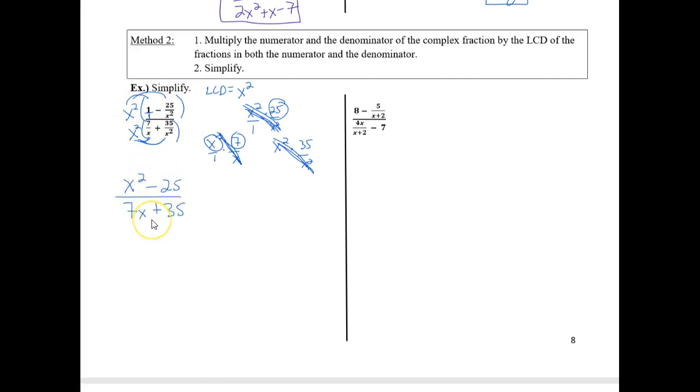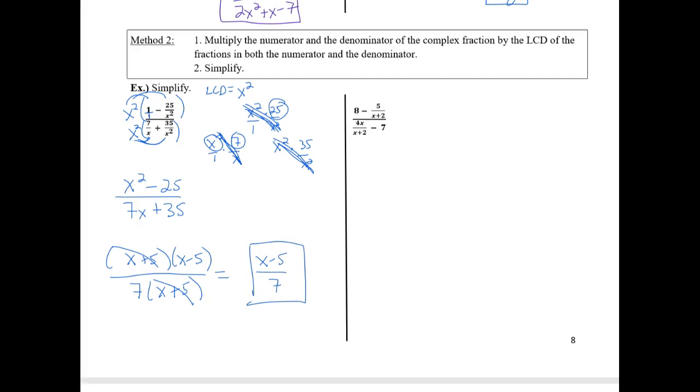After we've gotten rid of all those fractions, we factor and divide out any common factors. In the numerator here, I have a difference of squares, so I can factor those into conjugates: x plus 5, x minus 5. In the denominator, I'm taking out the GCF of 7. I would be left with x plus 5. I look for common factors. I see x plus 5 divided by x plus 5 is 1. So at the end of the day, I have x minus 5 all over 7. And that is as far as we can go.